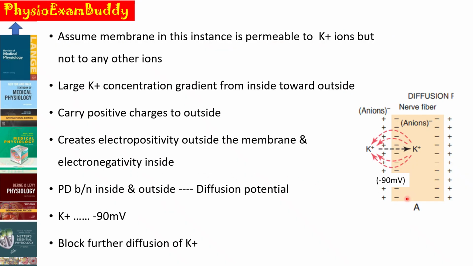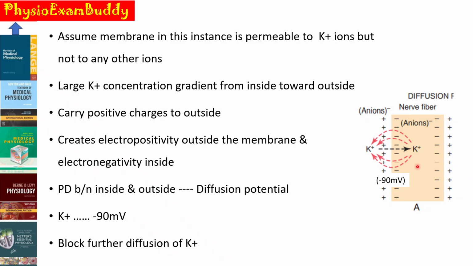So first of all, we are assuming that this is the inside of the cell and this contains the ICF, and this white portion is the outside of the cell, which contains the extracellular fluid. You know the most abundant ion in the ECF is sodium and chloride, whereas the most abundant ion in the intracellular portion is potassium. So we are assuming that in this instance the membrane is permeable only to the potassium ions but not to any other ions.